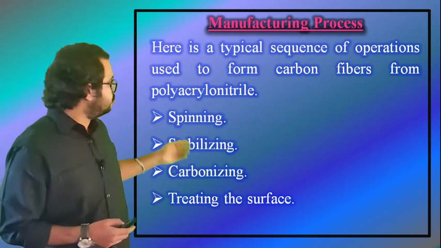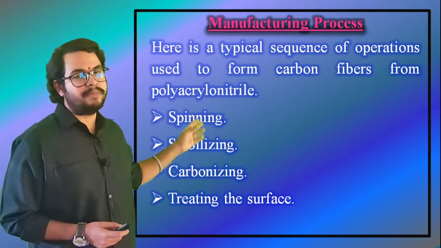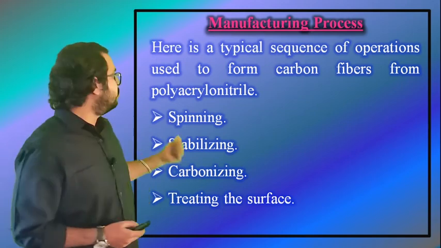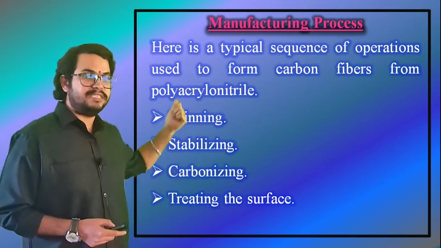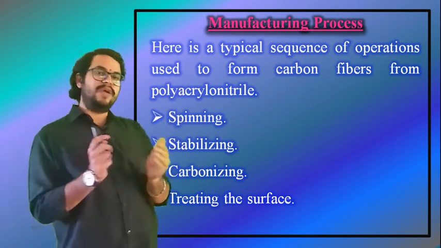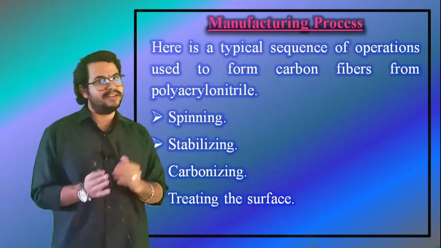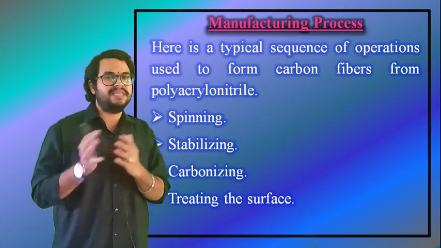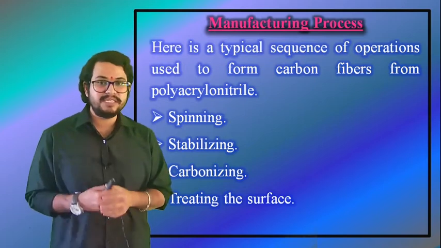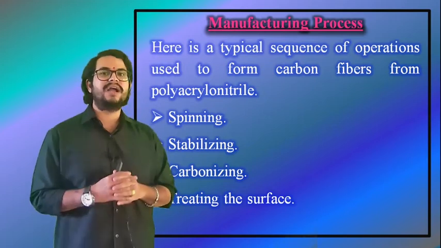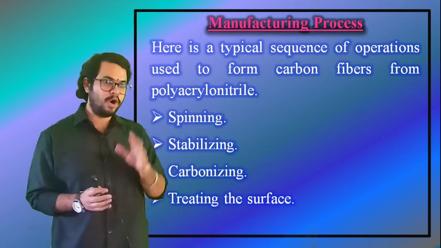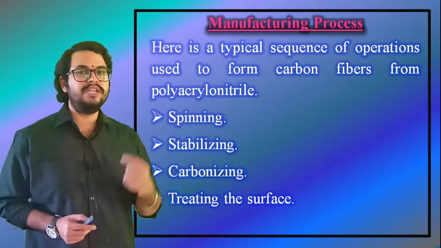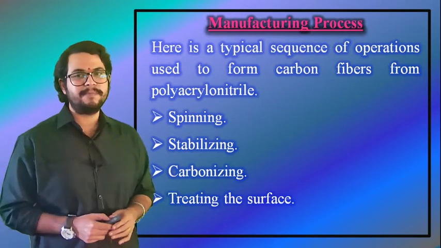Here is a typical sequence of operations used to form carbon fibers from polyacrylonitrile. The first is spinning. In this, acrylonitrile plastic powder is mixed with another plastic or methyl acrylate or methyl methacrylate and is reacted with a catalyst in a conventional suspension or solution polymerization process to form a polyacrylonitrile plastic.